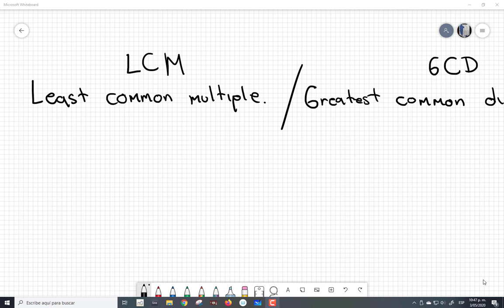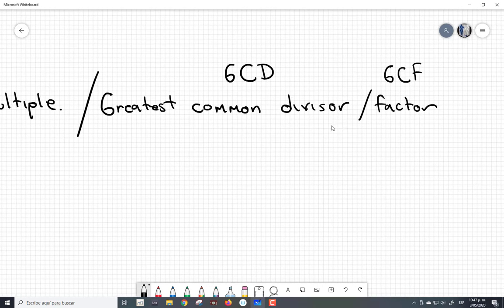Hello kids once again. So in this video I am going to explain the concepts and the processes in order to find the least common multiple of two numbers and the greatest common divisor or the greatest common factor, which is the same. Remember that divisor or factor means the same in the context that we are working.